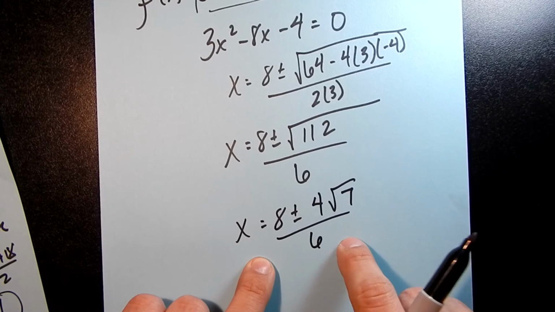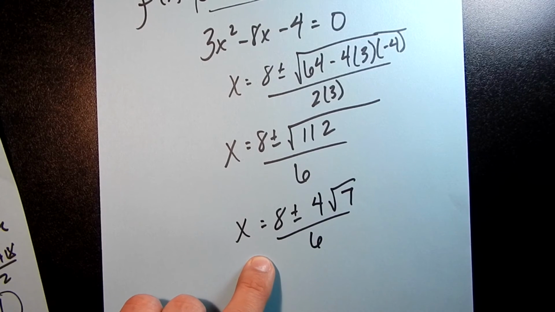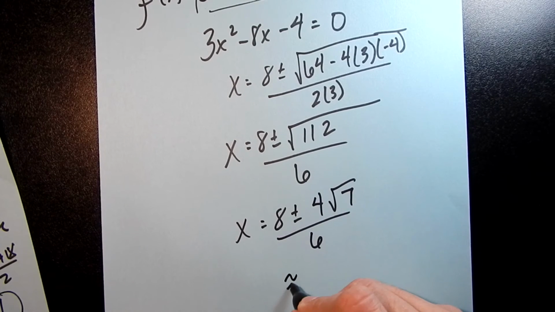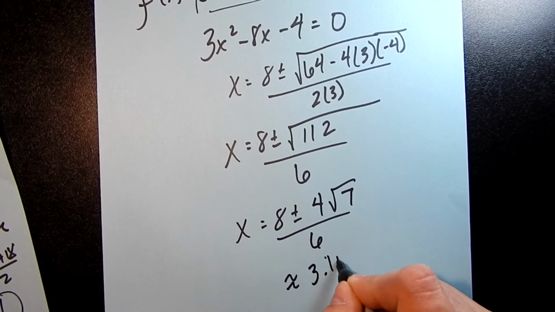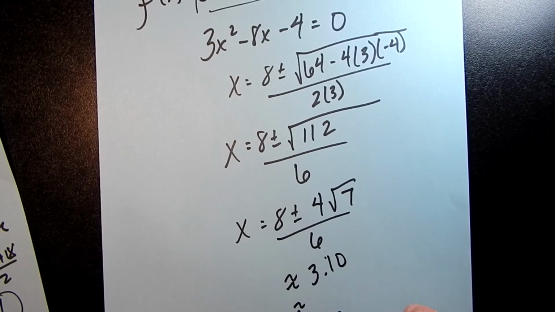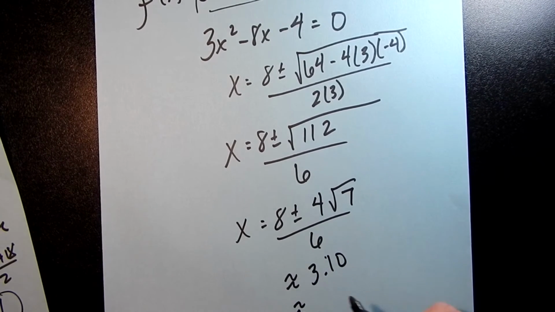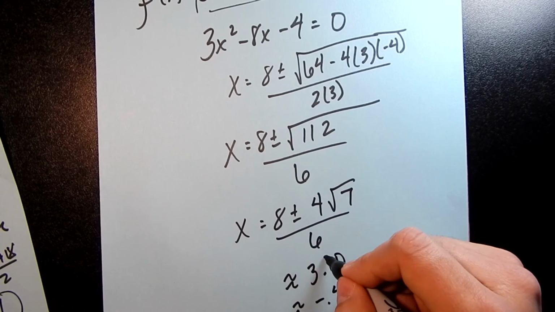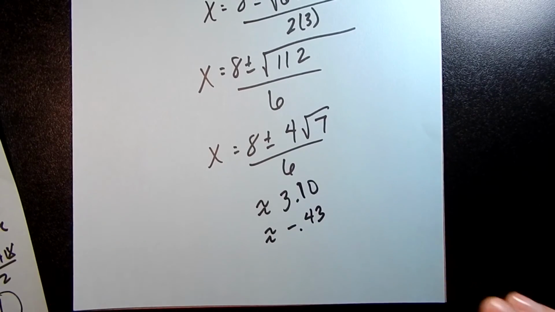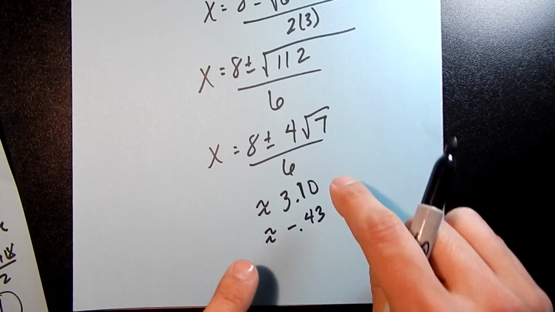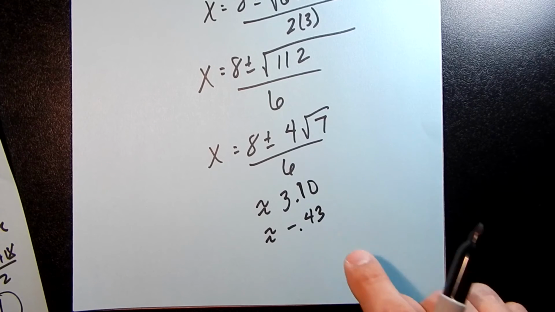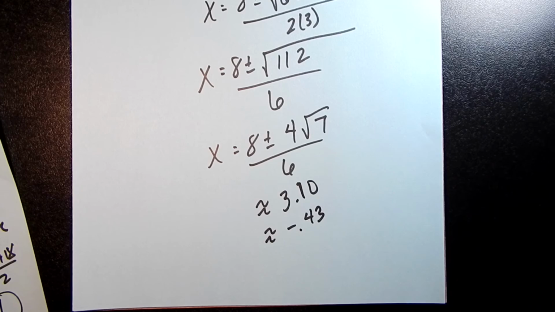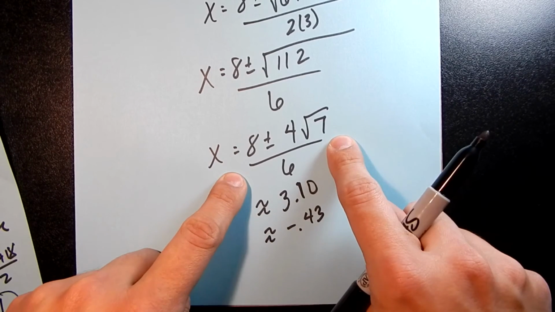But what ends up happening, and I don't have my calculator handy, one of these is about 3.10, and another one is approximately negative 0.43. I'm cheating because I'm not doing these on my calculator, but that's okay. So you can do these calculations on your calculator and get these values for this. Okay, so this isn't quite the answer.